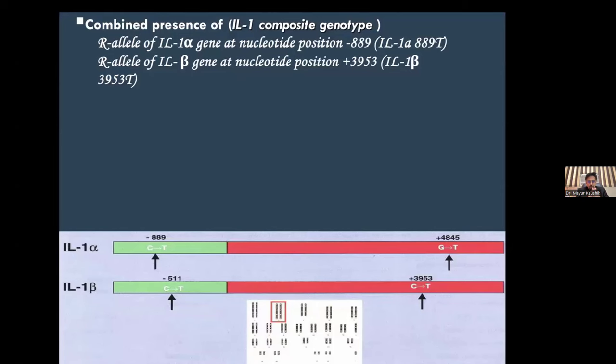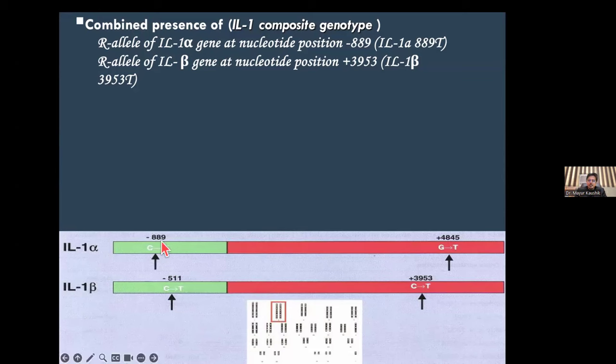So the next thing you are supposed to write down, if you remember, is what is the genetic defect occurring? Basically, there has to be substitution of the nitrogenous base at a particular location in that particular gene. Which gene? The one located on chromosome number 2. In chromosome number 2, the genetic defect which is present is either at position minus 889 or plus 4845. This I am talking about interleukin 1 alpha. Please understand, this is easy to understand. This I have taken from Linde only.